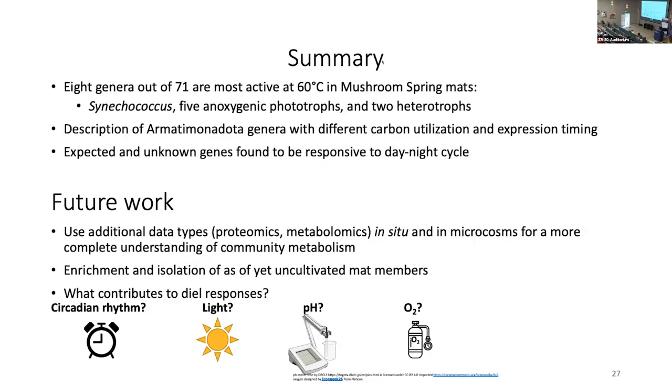So in summary, we found that 8 genera are really the most active at 60 degrees C in the Mushroom Spring in Yellowstone National Park. We're trying to better describe these Armatimonadota that have been found in the hot springs. And in the future, we want to use more in situ measurements to better understand what's going on and also try to cultivate some of these strains in the lab.